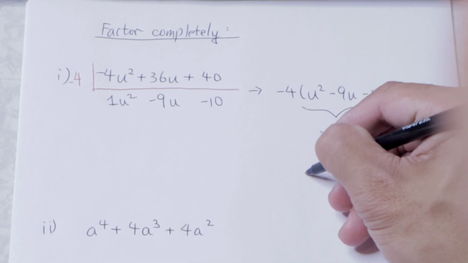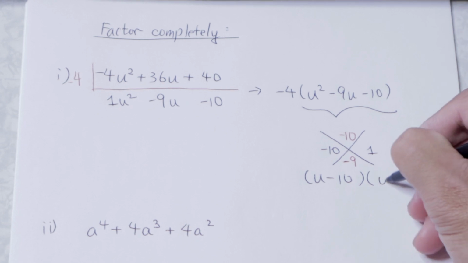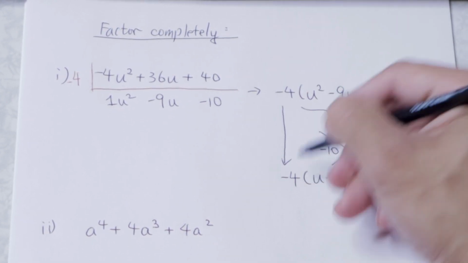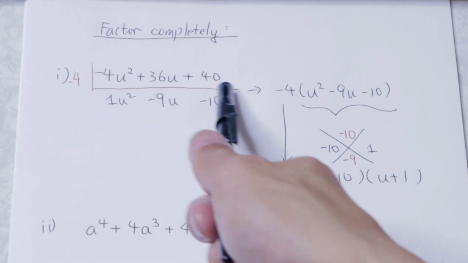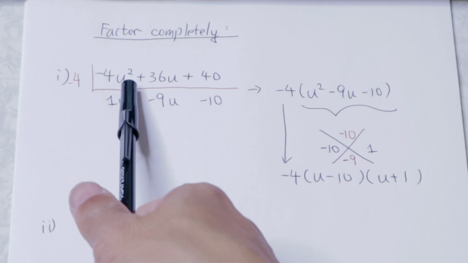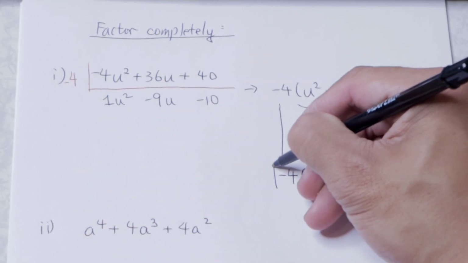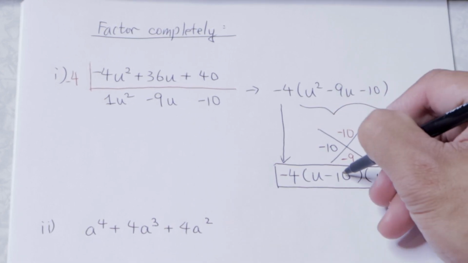That means the two parentheses are u minus 10 and u plus 1. But don't forget your GCF. Your GCF is also a factor. So the factored form of negative 4u squared plus 36u plus 40 is the product of negative 4, u minus 10, and u plus 1.